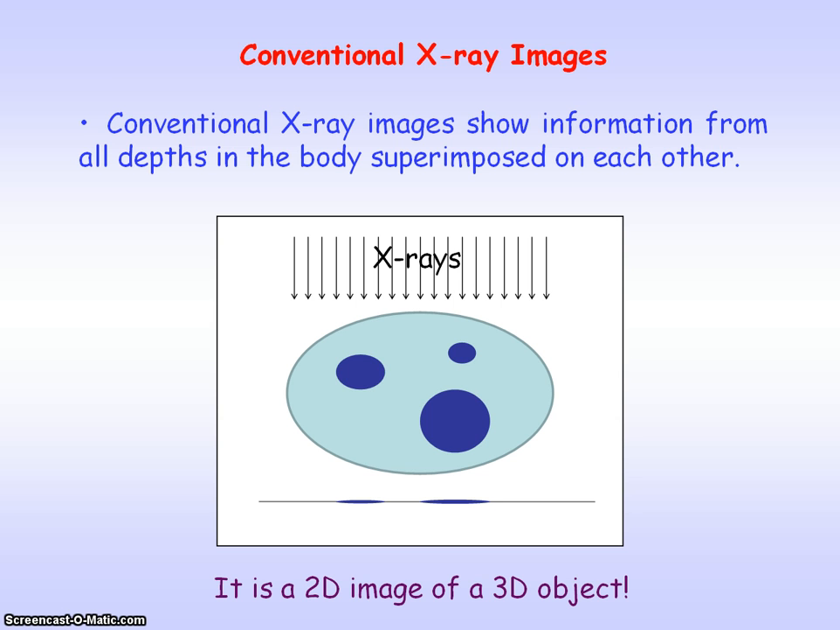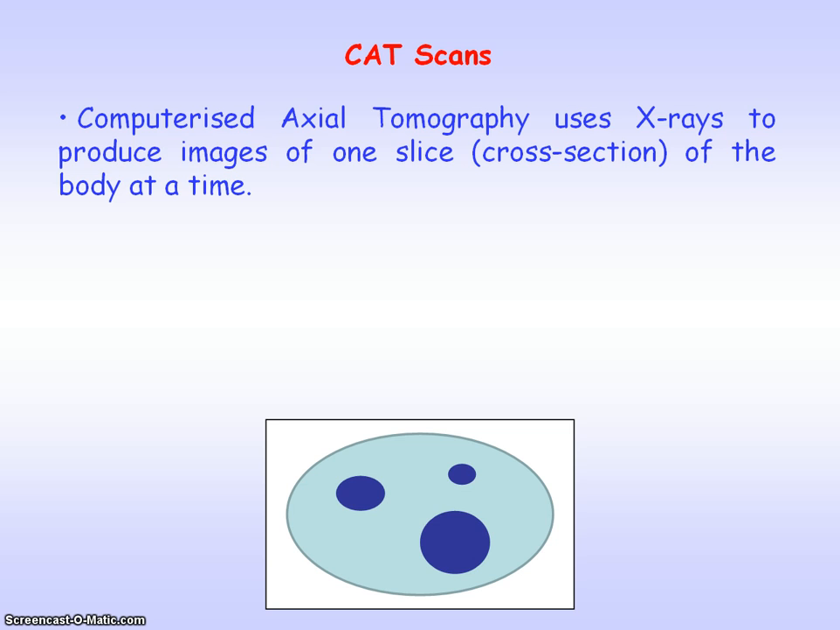So just imagine if you had a 3D object and you were to squash it so it was flat, that would be the conventional X-ray image. So you'd have no idea of the depth of the objects inside the body, and you also would not know if there were objects that were overlapping each other in the conventional X-ray image. CAT uses X-rays to produce images of one slice, that is one cross-section of the body.